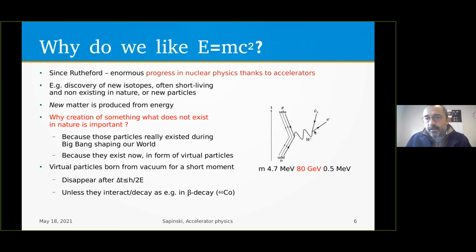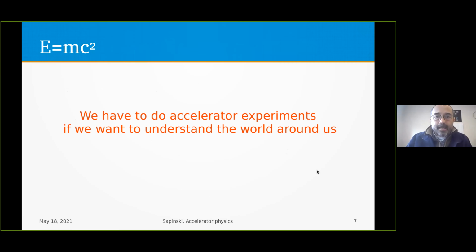Here it exists for a very short moment, and it cannot really be observed, so, let's simplify it a little bit, we call it a virtual particle. In order to observe it, we have to give it this 80 gigaelectronvolt energy. And to give it this energy, we need an accelerator, and the SPS has a 6 kilometer circumference. All right, so I hope now you understand we do need accelerator experiments if we want to understand the world around us. It's not something fancy that we do with very large machines. We actually want to understand how the world works.